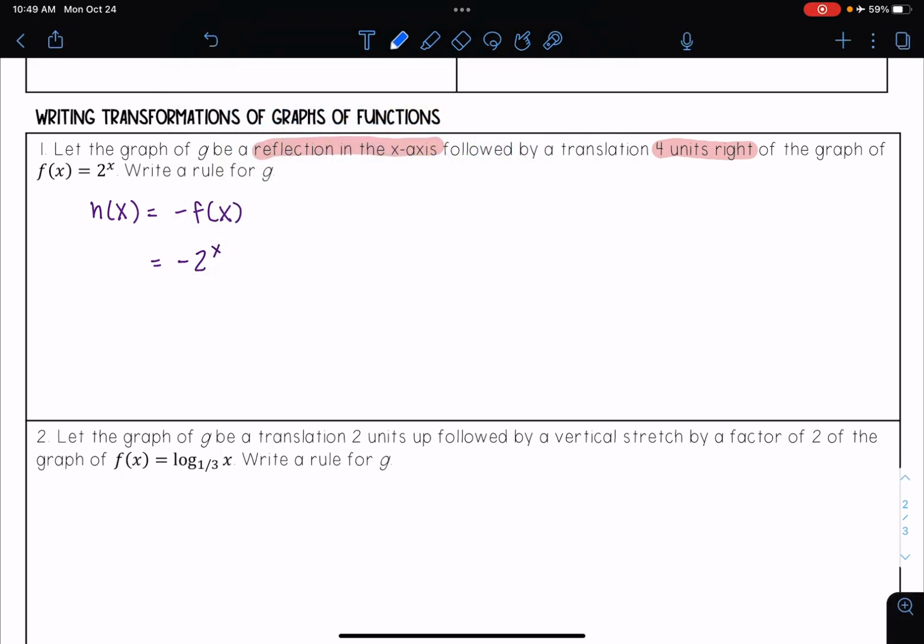Now I can write my rule for g. So g of x, on top of that, is a translation 4 units right. And so when I'm going 4 units right, that means with my h, I am subtracting 4 from x. And so when I do that, I'm replacing my x with x minus 4. So that means that g of x is equal to negative 2 to the x minus 4.